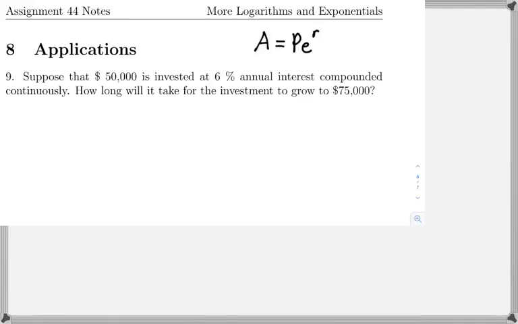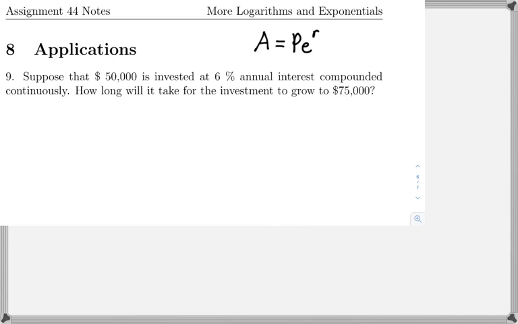Alright, this is the third video on assignment 44, and we're going to be looking at applications and maybe a little bit of review of some one-to-one property logarithm problems at the very end. So problem number 9 here says, suppose that $50,000 is invested at 6% annual interest compounded continuously.